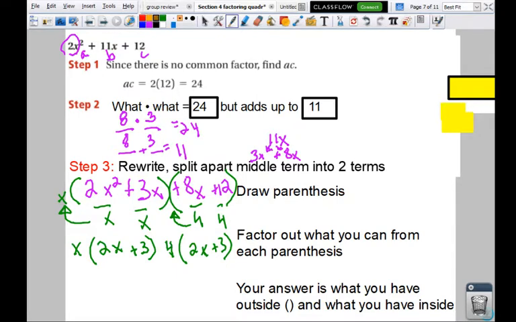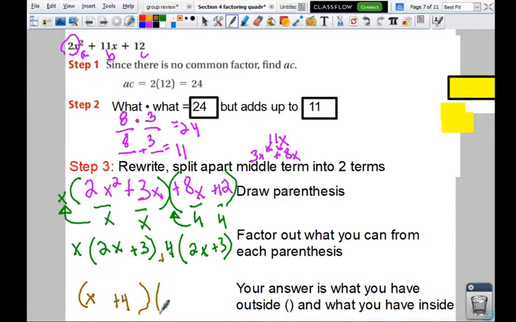We're going to split this into 2 parentheses, kind of like we did with end-middle factoring. Except, my first parenthesis is going to be whatever I factored out. So I factored out an x, right? And then I factored out a 4, and was this 4 positive or negative? It was positive. That was a positive 4, right? So I'm going to go plus 4.